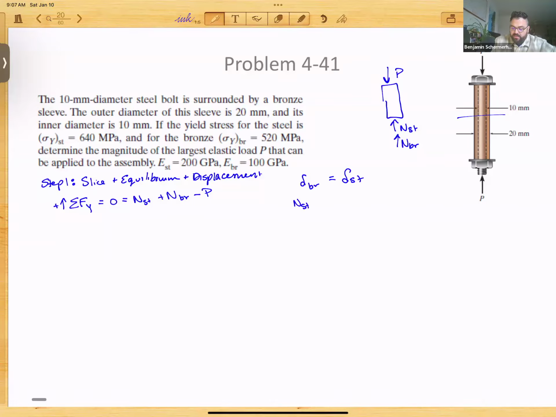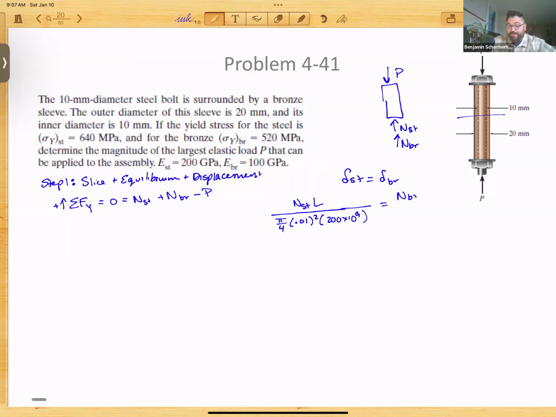So N steel times L, because the L's are going to be the same, they'll cancel out. We're going to put some numbers in here, pi over 4 times 0.01 squared, and then times 200 times 10 to the 9. Those are going to be my meters squared and gigapascals for steel. That's going to be, whoops, I wrote them on the opposite side. That's fine. Just kind of went for it. Look, it's fixed. Nobody noticed.